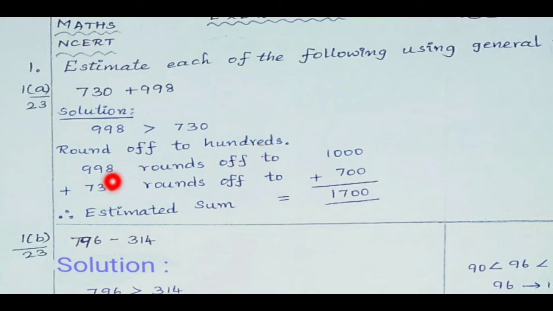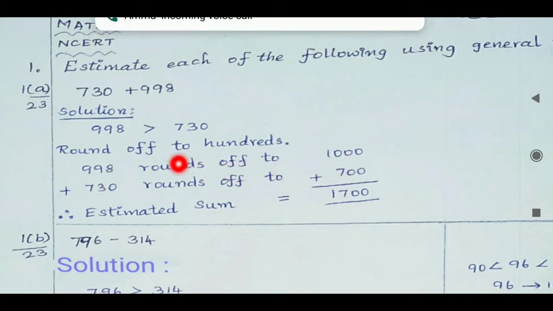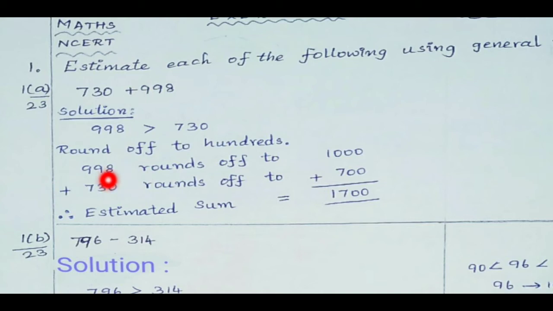Take the biggest number 998. It rounds off to its nearest hundreds, 1000, because 998 lies between 900 and 1000. It is greater than 950. So it rounds off to 1000. Then the smallest number is 730. It lies between 700 and 800. 730 is less than the mid value 750. So it rounds off to 700.